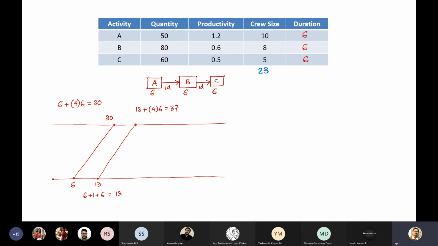And then again it will be similar. So this point will be 13 plus 1 plus 6, which is equal to 20. And this value will be 37. And this value is 20 plus 4 into 6, 24 plus 20, which is equal to 44. See, I can finish it by 44 days. 70 days is not required.